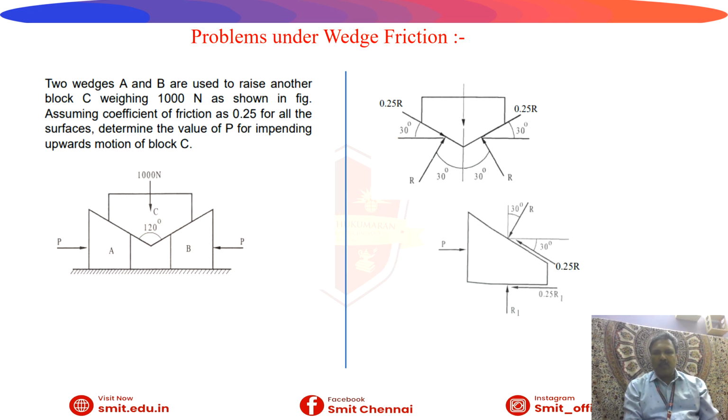Now another problem, one symmetrical type of problem. That is, one block is there and two wedges are there. It is symmetrical. We can take the wedge on the left hand side first of all, then we can do the same for the right hand side wedge also. The two wedges A and B are used to raise another block C weighing 1000 Newton as shown in the figure, assuming coefficient of friction is 0.25 for all the surfaces. Determine the value of P for impending upward motion of block C.